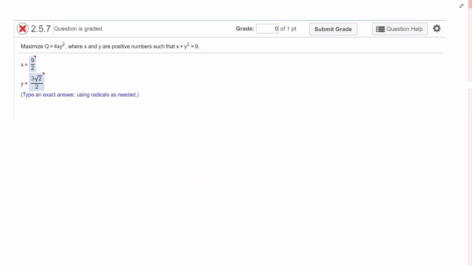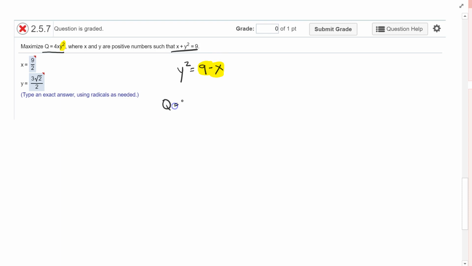This problem is very similar to the first problem. You want to maximize this Q function given x and y. So here you're going to rewrite this function that you're given in terms of only one variable. And here you could write y squared equals 9 minus x and plug that directly in for y squared, since you know what y squared equals.